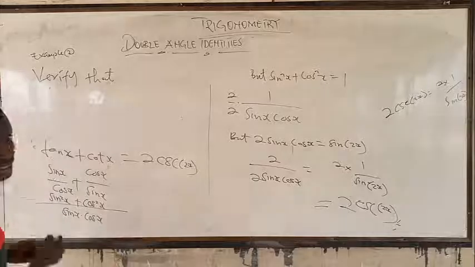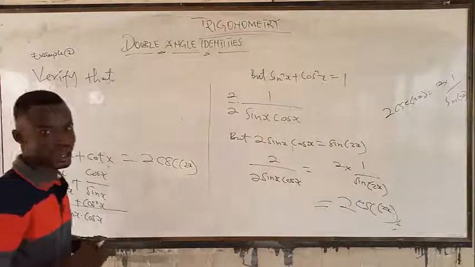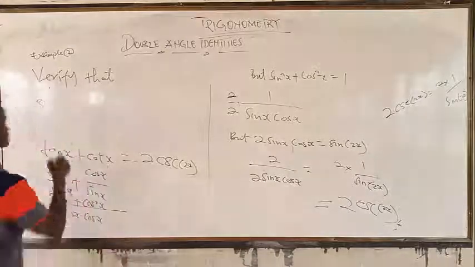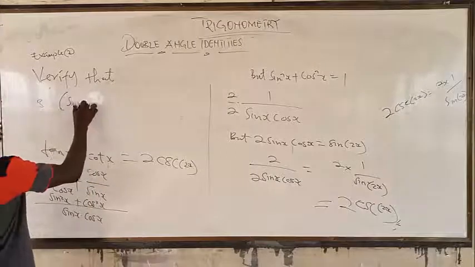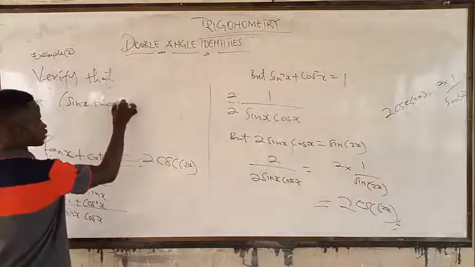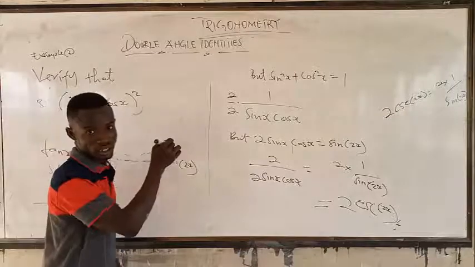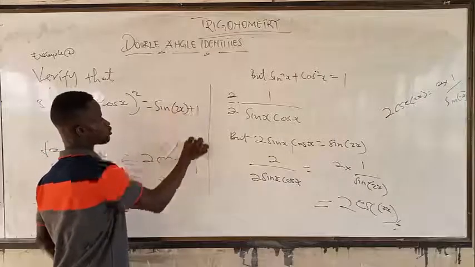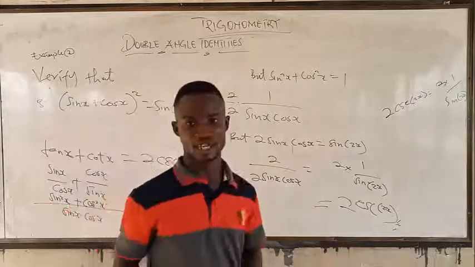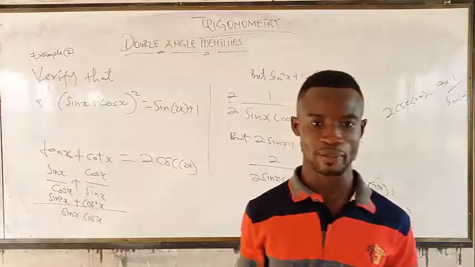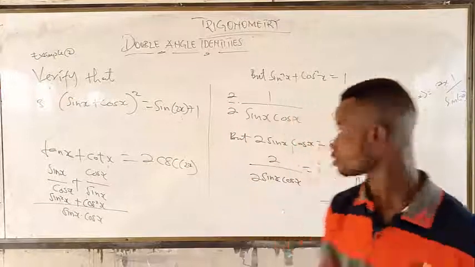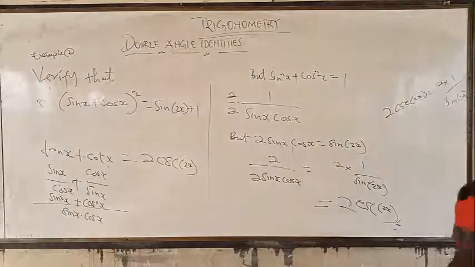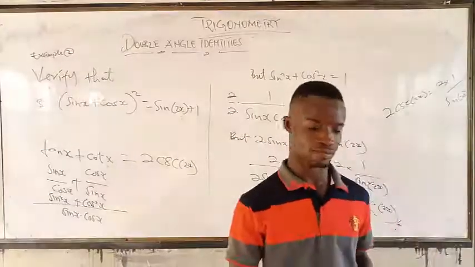So go and try the third one. And that is sine s plus cos s, squared, which is equal to sine 2s plus 1. Try on that for me. I think that's all. Very good. So that is that. Let's move to the next question.